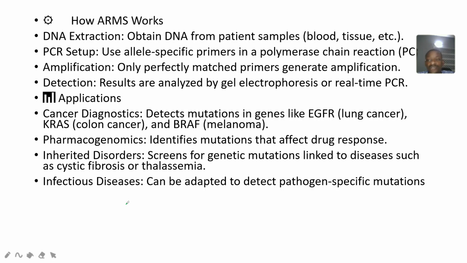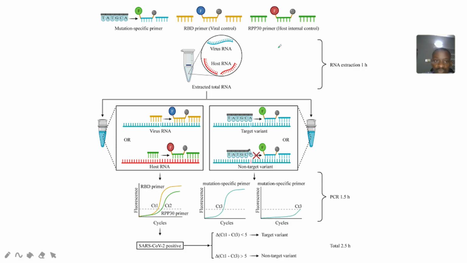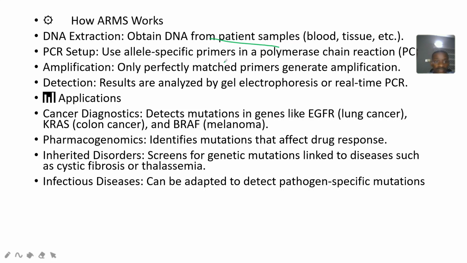Okay, so how does it work? First, the DNA has to be extracted. So you obtain the DNA from a patient sample. It could be tissue or it could be blood. DNA extraction. Are you following? So next, the PCR setup. You use allele-specific primers in a polymerase chain reaction. Amplification: only perfectly matched primers generate amplification. Detection: the results are analyzed by gel electrophoresis or real-time polymerase chain reaction.